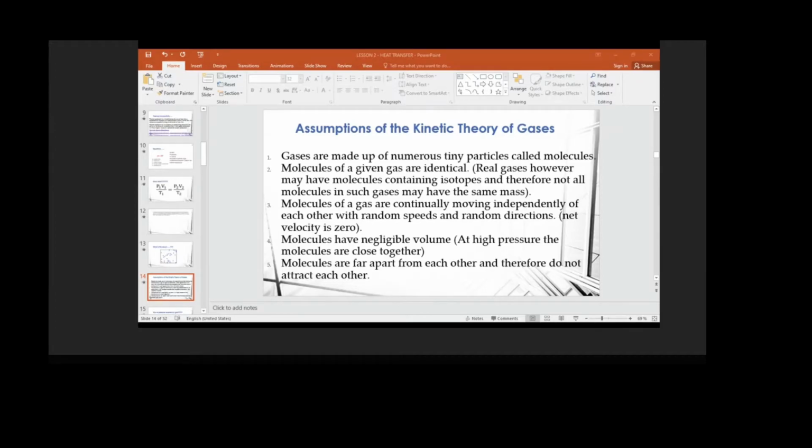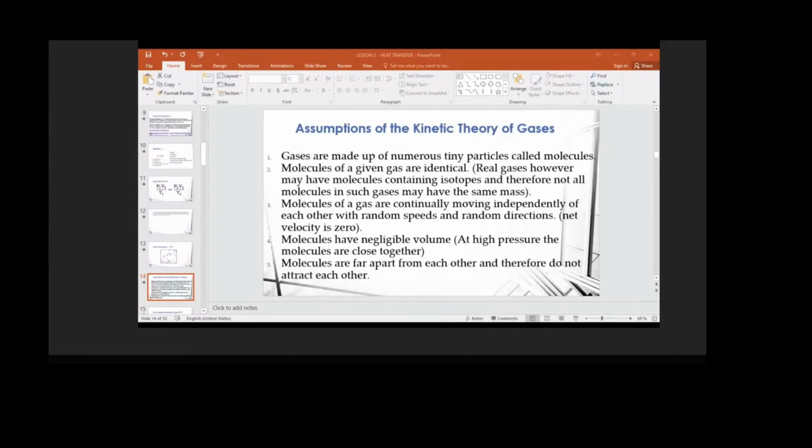The molecules of a given gas are identical. That's real gases, however, have molecules containing isotopes, and therefore not all molecules in such gases may have the same mass. That's something that we talked about at the start. So in the ideal gas situation, all the molecules are identical. But in real life, you're going to have some gas molecules that have different masses because you have isotopes of the element.